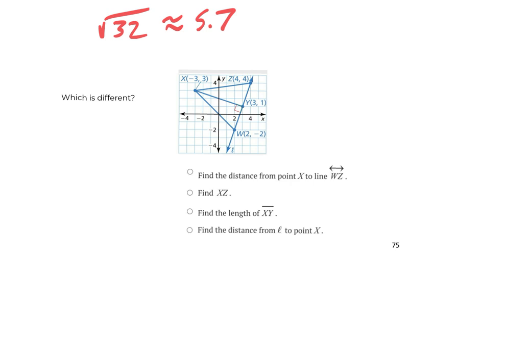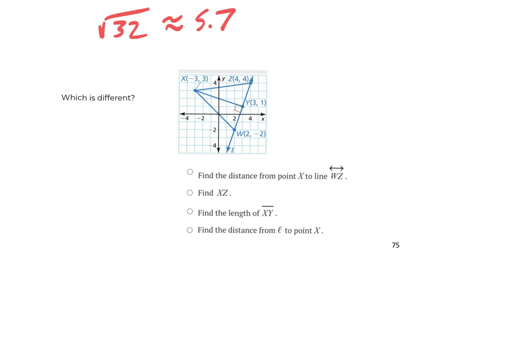Okay, so on this one here, it says which one is different. Okay, which one is different? Find the distance from point X to WZ. So here's point X. WZ is this line right here. So when I find the distance from point X to WZ, which segment would I want to use? XY, right? I want to go from X to Y. I want to start at X, I want to go to Y because that's going to be the shortest distance.